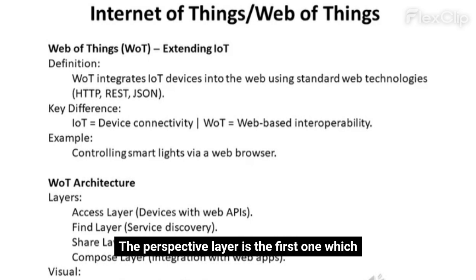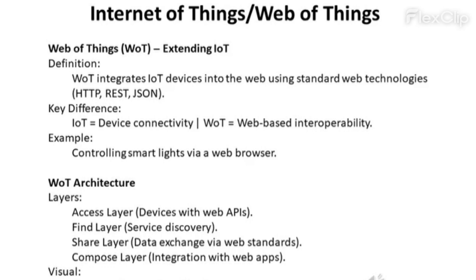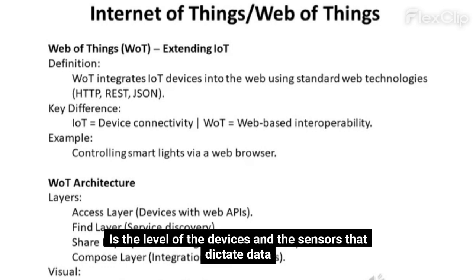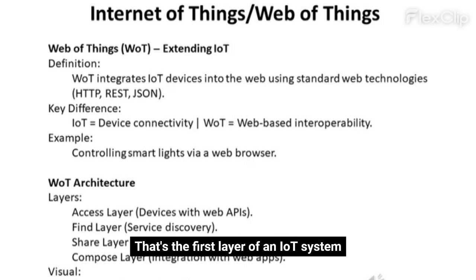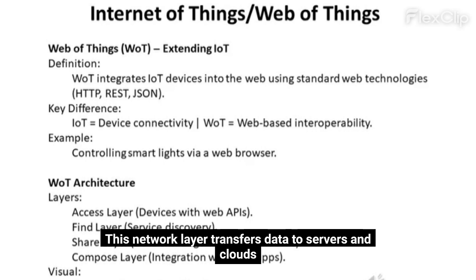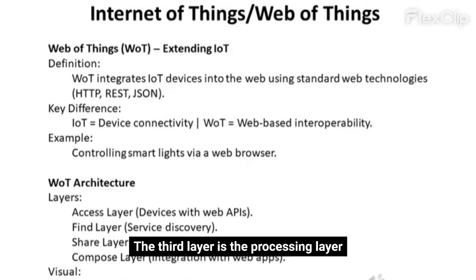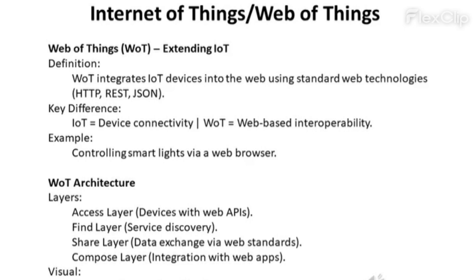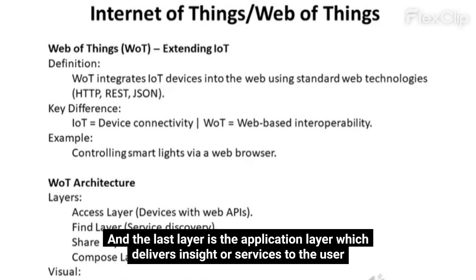The perception layer is the first one, which is the level of the devices and the sensors that detect data. That's the first layer of an IoT system. The second layer is the network layer. This network layer transfers data to servers and clouds. The third layer is the processing layer, which is where the data is analyzed. And the last layer is the application layer, which delivers insight or services to the user.